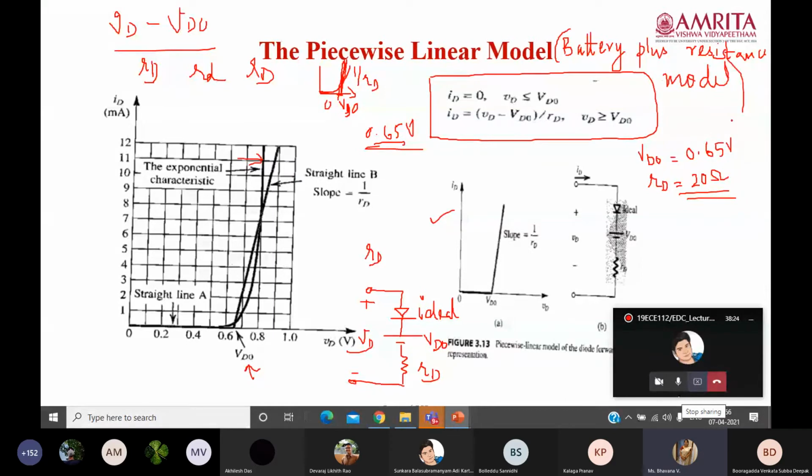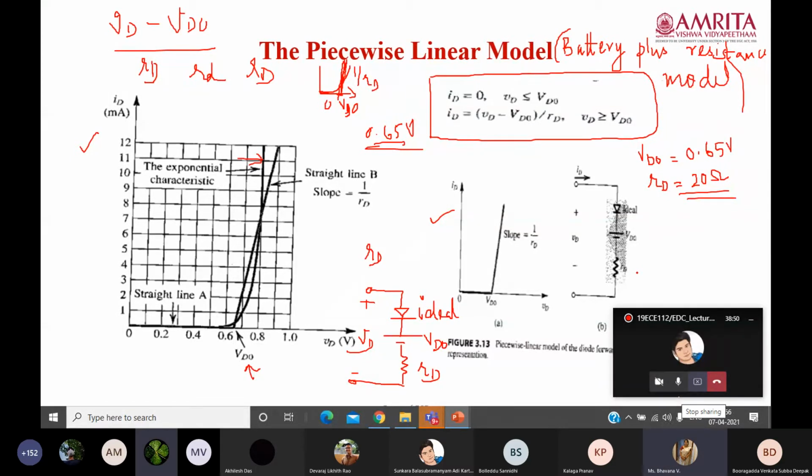Battery plus resistance model. So now what you have to do is first draw this diagram. That is, this shows an exponential curve characterized by two approximated straight lines A and B. After that, the actual piecewise linear model, that approximated one, you have to draw. Then you draw the equivalent circuit. Do it fast.